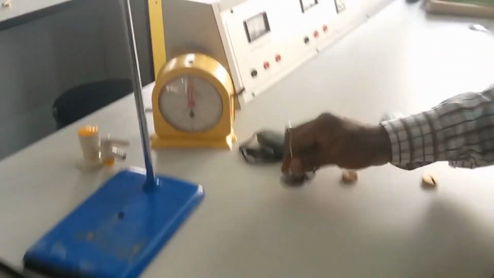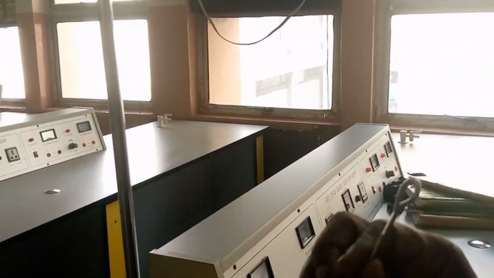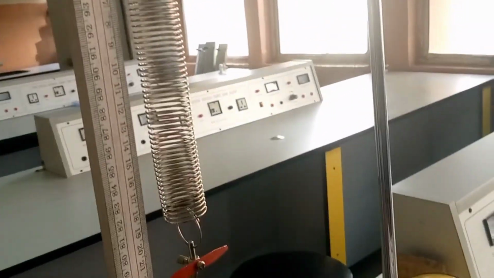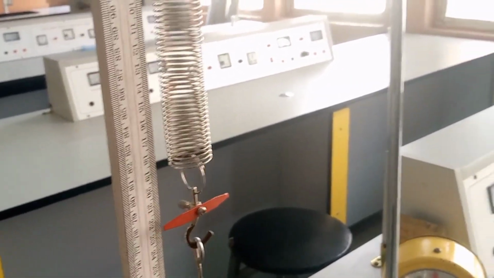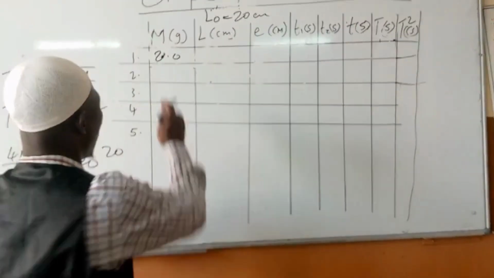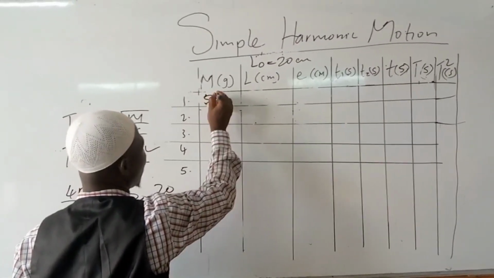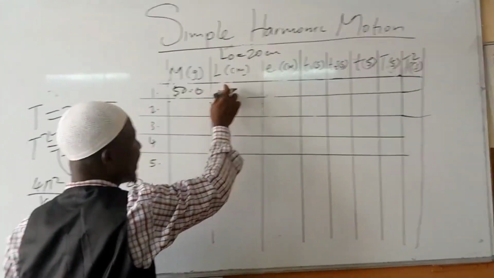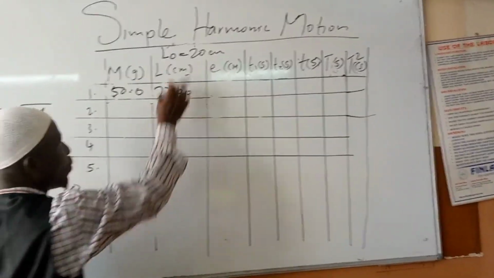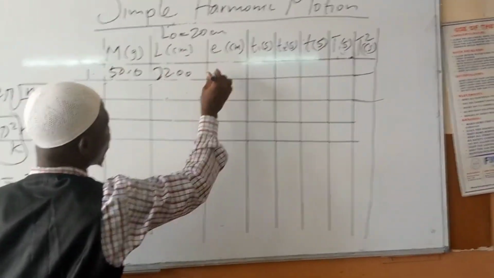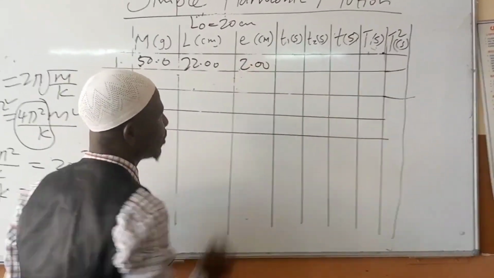Now, if you put the first mass, let's say the first one is 50, place your 50. Then take your reading. That is 22. Now, you record it. When the mass is 50.0, the whole length is 22.00. Then our extension will be 22 minus 20, which gives 2.00. The next thing is to perform the oscillation.